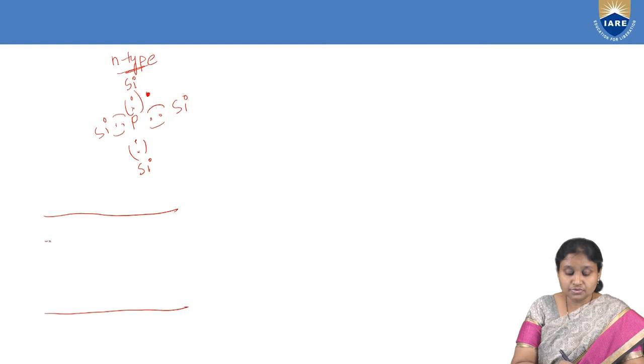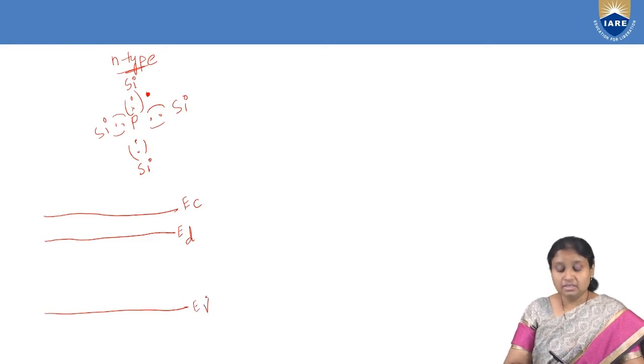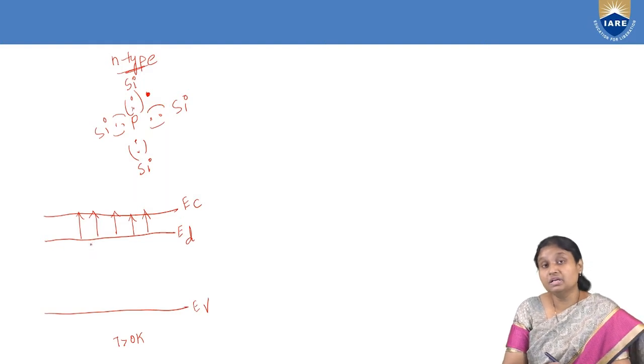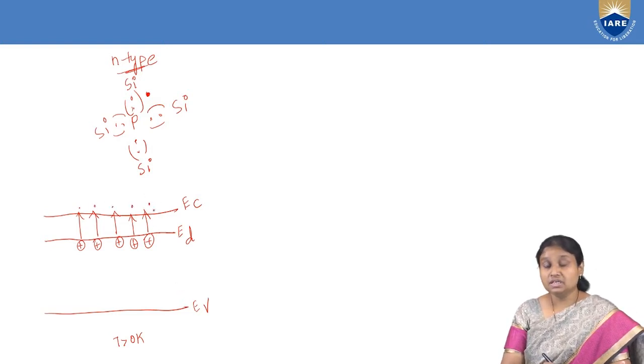If we try to draw the graph, the donor energy level will be close to the conduction band, and of course this is the valence band, right? When I go to temperatures greater than 0 Kelvin, we have transition of electrons from the donor energy level to the conduction band. So here we have donor impurities, because they are donating electrons to the conduction band of the intrinsic semiconductor. Because they are losing electrons, these pentavalent impurities become positively charged. And here we have our electrons in the conduction band.